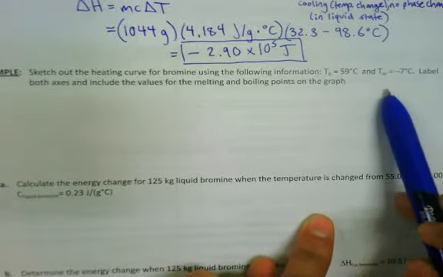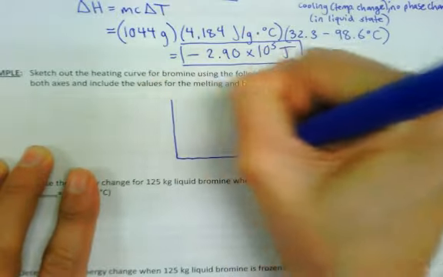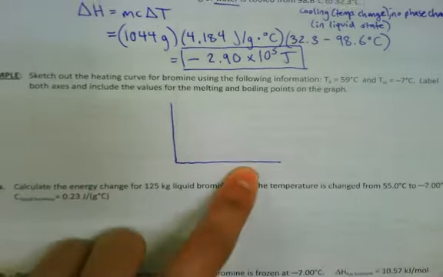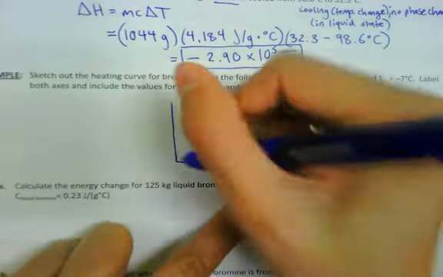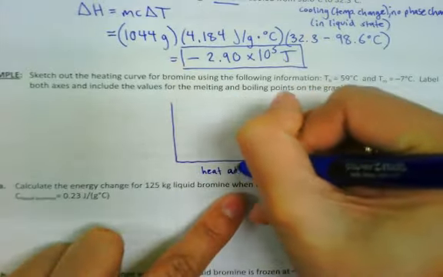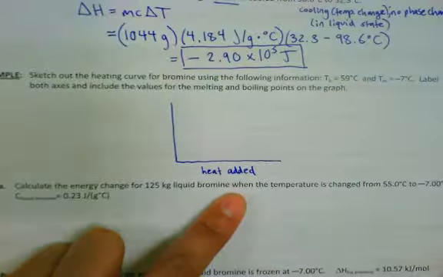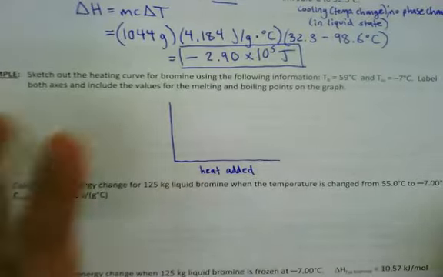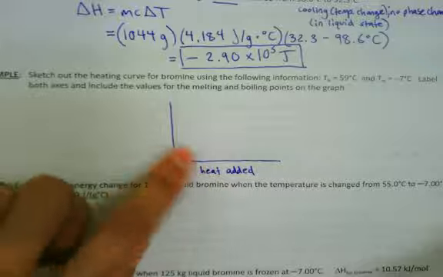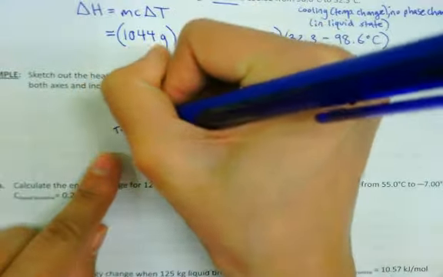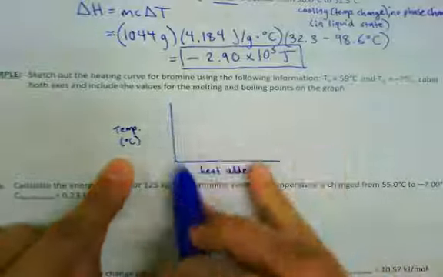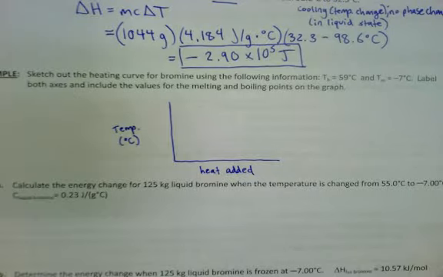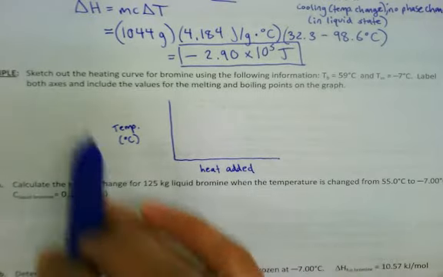So when you're asked to draw something like this, I want you to draw your X and your Y axis. I want you to label your axis as well. So the X-axis should be heat added. If you want to include a unit, it should be joules or kilojoules. It depends on the problem, joules or kilojoules. Heat added, and then temperature should be your Y-axis. I'm going to leave a little bit of space also off to the side so I can include some labels. Heat added and temperature as your axes.